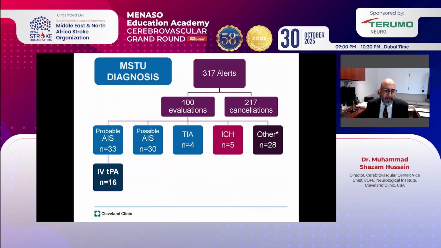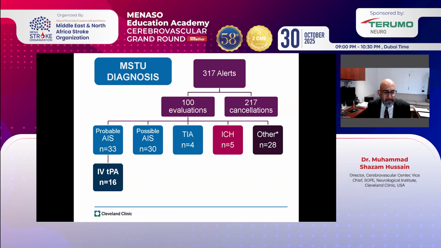You can see in those first 100 evaluations, we had probable acute ischemic stroke in 33, possible in 30, TIAs also were at a certain number, and then we had 5 ICHs in that population. And then in this other category, we had 28 patients that didn't present as a stroke scenario. Interestingly, though, those 28 patients did have other neurological diagnoses. These were seizures, these could be brain tumors, but other things where you could argue having that early neurological diagnosis could help you with triaging and where to take that patient.